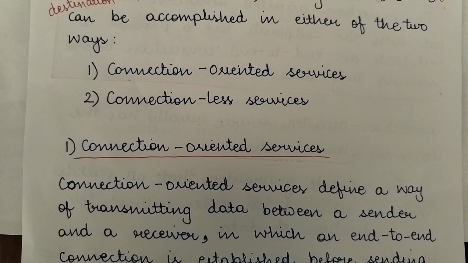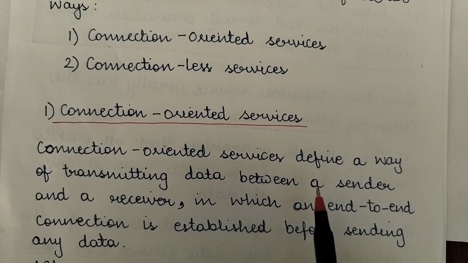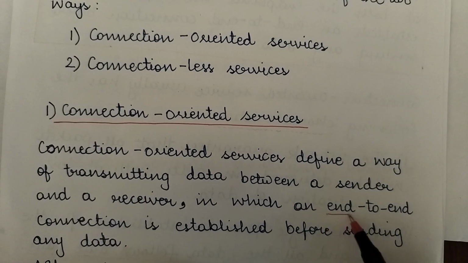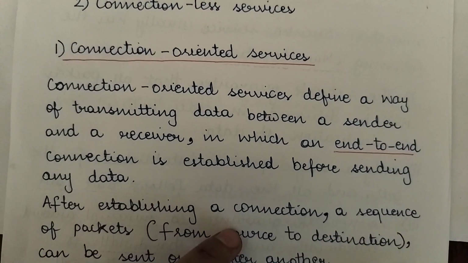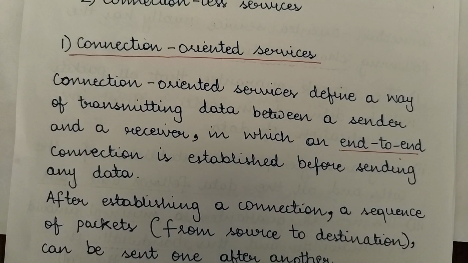If we start with the connection-oriented services, they define a way of transmitting data between a sender and receiver in which an end-to-end connection is established before sending any data. In simple language, connection-oriented services require that an end-to-end connection is established between the sender and the receiver before the data is actually transmitted.